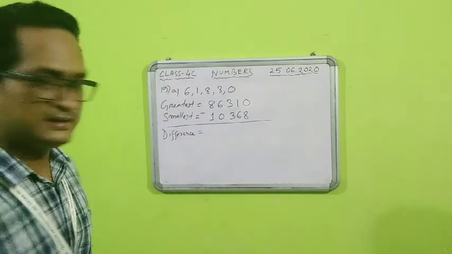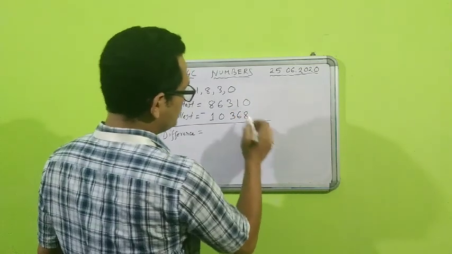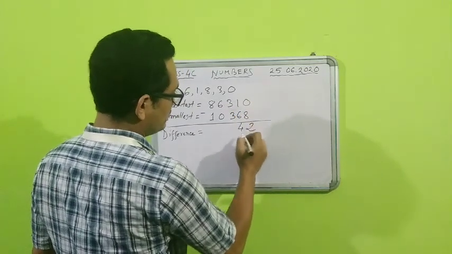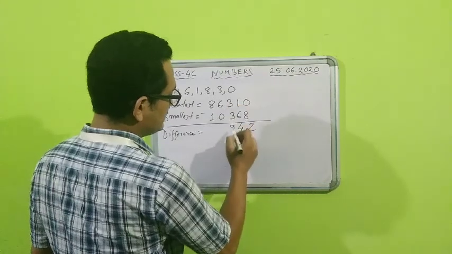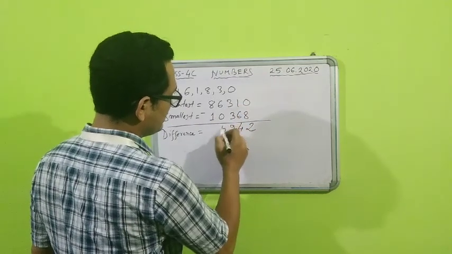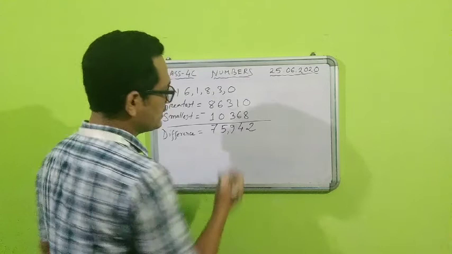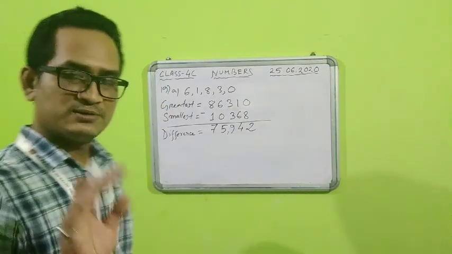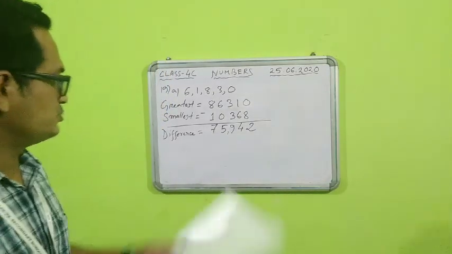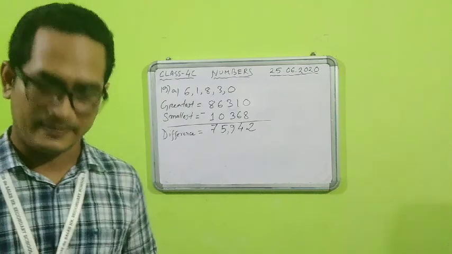Now let us subtract this. 10 minus 8 is 2, then 10 minus 6 is 4, then it is 12, 12 minus 8 will be 4, then 5 minus 0 is 5, and 8 minus 1 is 7. So the answer will be 75,942. So this is question number 19A.